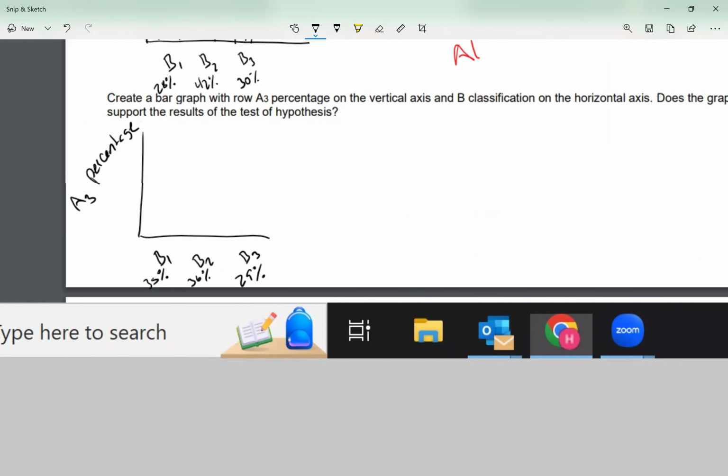Okay, so here I'm going to say this is 10%, this is 20%, this is 30%, this is 40%. Let's say this is 50 and this is 60. I have enough. So my B1, I have to go up to 35%. So that's about here. My B2, I have to go to 36%. And my B3, I have to go to 29%. That's a little less than 30.